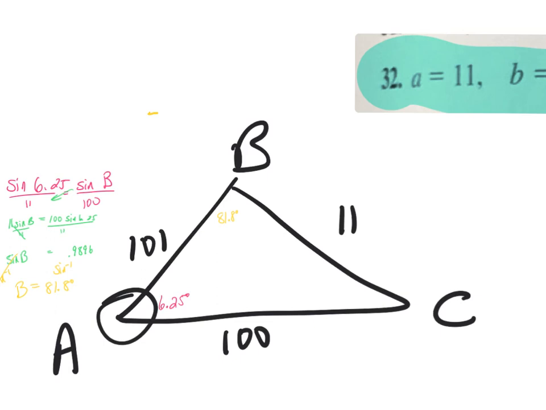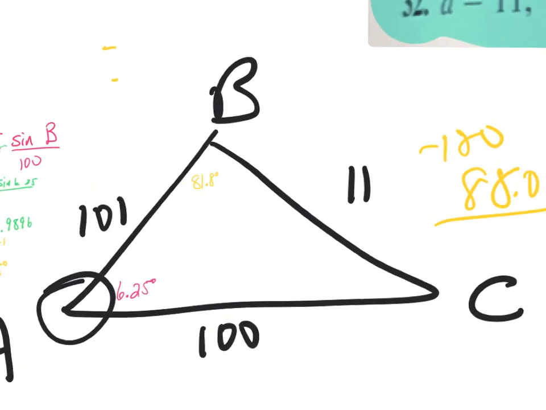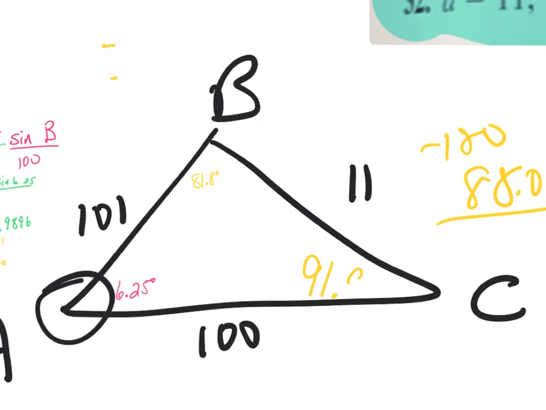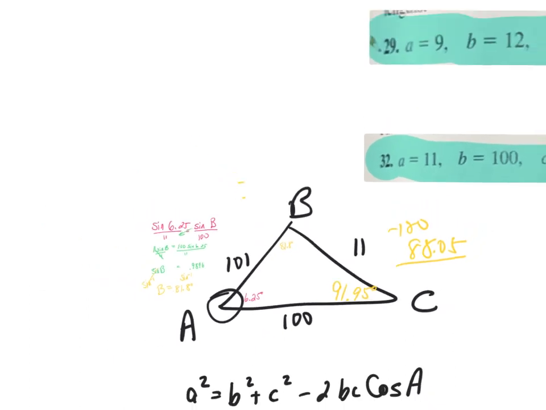So if angle B is 81.8 degrees, then I can find C because I'll add those two together. 81.8 plus 6.25 gives me 88.05. I'm going to subtract from 180, and I get 91.95 degrees is C. So there we go, guys. A bunch of problems using law of sines, law of cosines. You will be able to do this on your quiz, which is going to be the week of April the 20th. So I will upload this now for you guys. Thank you.